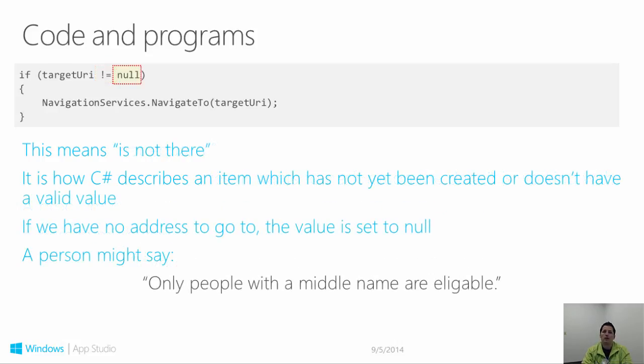In C# and many other programming languages, there is a concept of nothing. Sometimes a variable will hold information, but sometimes there will be nothing in the variable at all. It's not zero, but no value at all. The keyword null is used to represent this situation. If the target URI variable has never had any value stored in it, or if it contains an invalid value such as numbers when there should be characters, then target URI will be null. You might say, only people with a middle name are eligible.